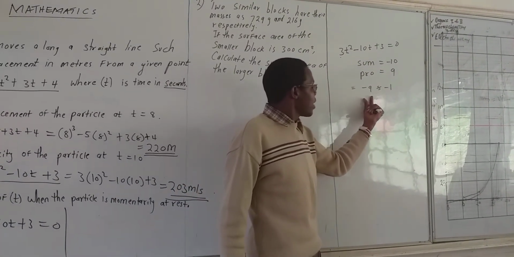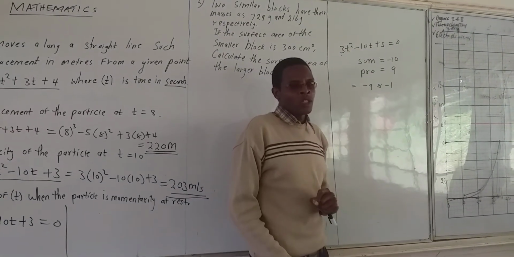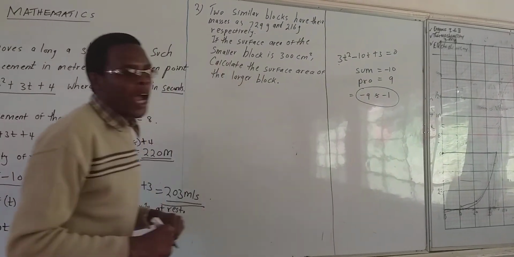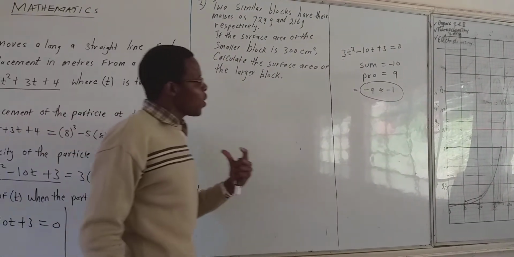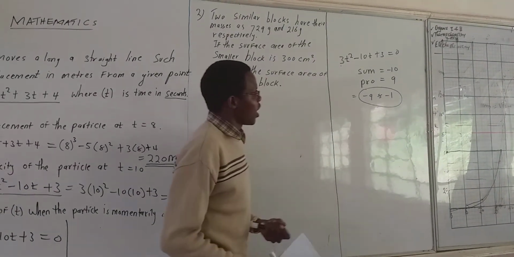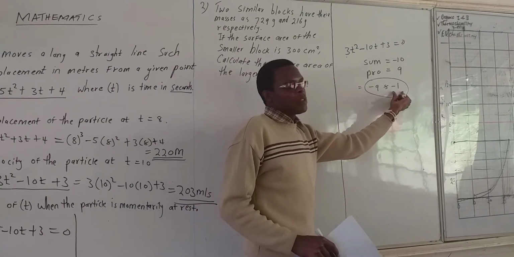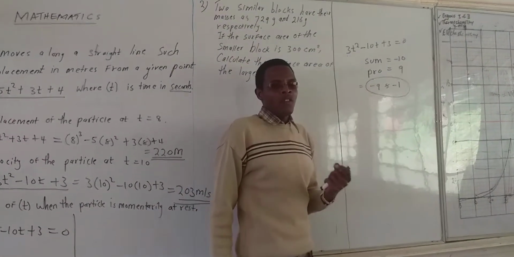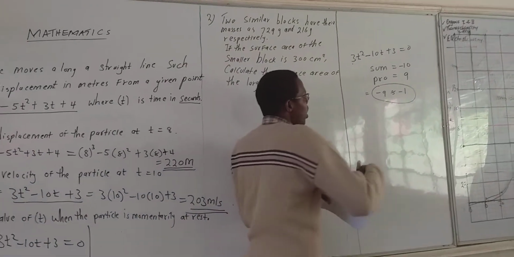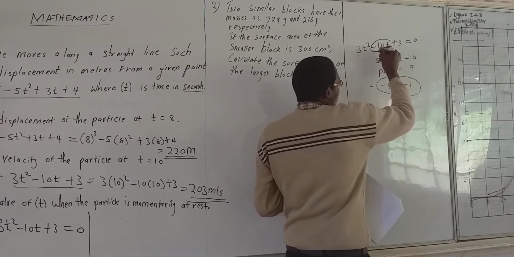But negative 9 plus negative 1 is going to give you what? Negative 10. So the factors are going to be negative 9 and negative 1, such that if you add them you get a summation of negative 10, but if you times negative 9 times negative 1, you are going to have a product of 9. And that is what we were aiming for. Then what we have here, you come and substitute them on this part.